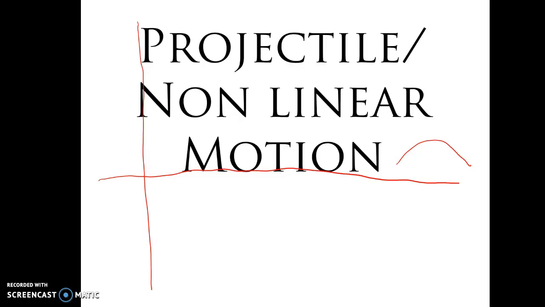So the parabolic motion to figure out this distance. Now we're going to focus, so this was from chapter 4, figuring out this distance. Now we're going to be talking about figuring out this distance and velocities. So the title is Projectile or Nonlinear Motion.